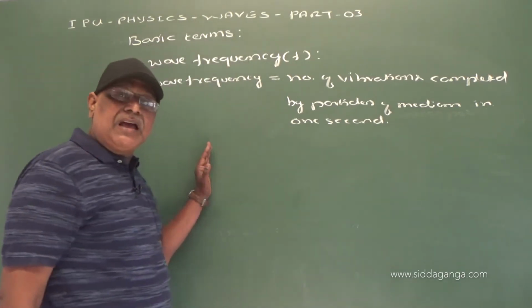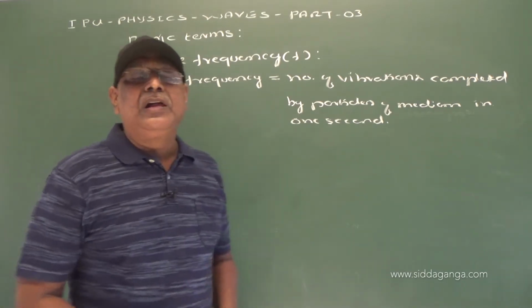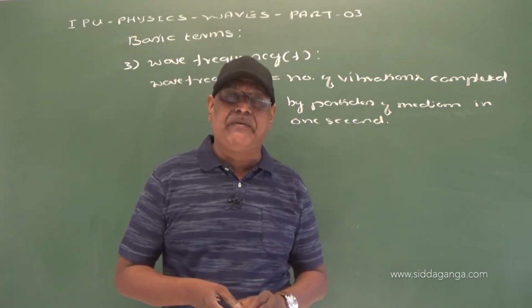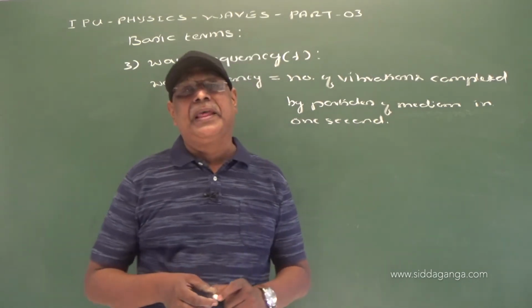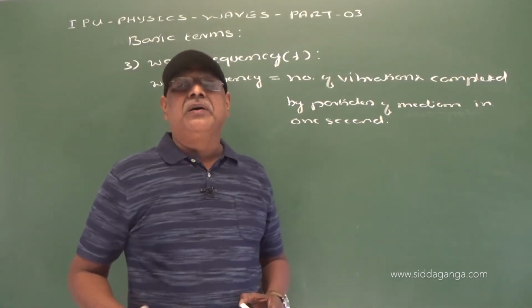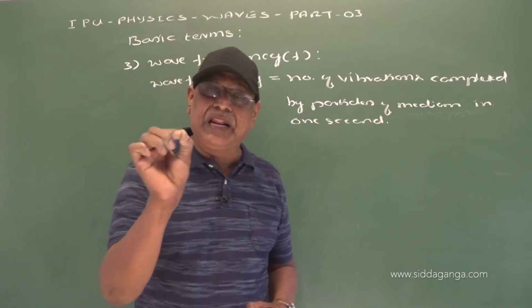Now, again, we have an alternative definition, and this is very important. So, wave frequency, or frequency of a wave propagating through a medium, is the number of waves passing through a fixed point in a medium in 1 second.